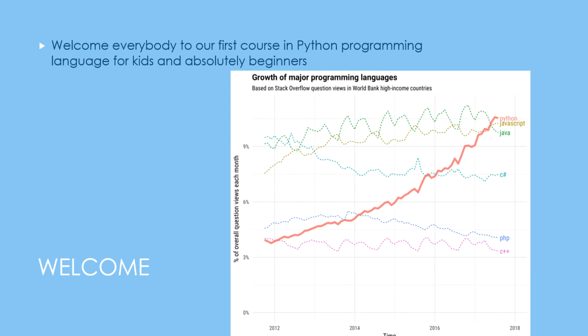As you see in the chart, from 2012 to 2018, Python questions and discussions in Stack Overflow and programmer blogs grew rapidly to be the highest amongst the other famous programming languages.